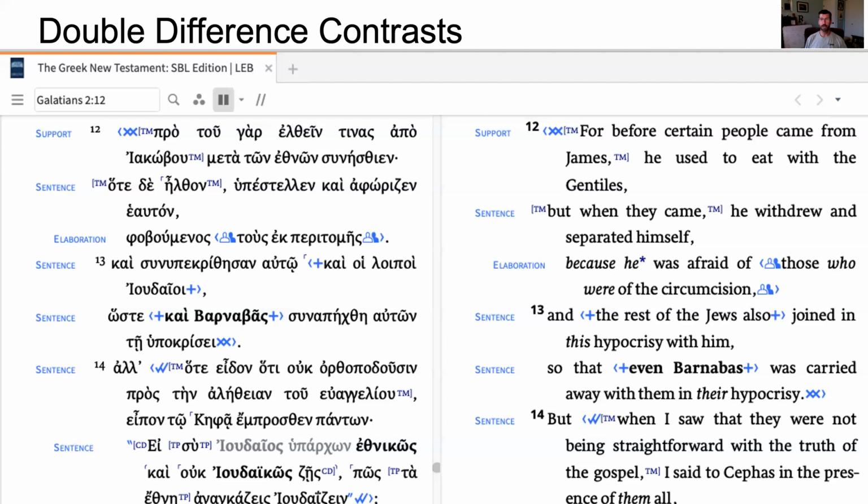That double difference contrast there is significant because of the question that's being answered in verse 12. Paul could have just as easily, so again, thinking in terms of minimal pairs, we could say Paul could have just as easily said, Peter withdrew from eating with the Gentiles when the people from James arrived. That would have communicated the same propositional content, but without the same rhetorical impact. Because what Paul wants to focus on is the hypocrisy of what he did, that he used to do these things and then he didn't.